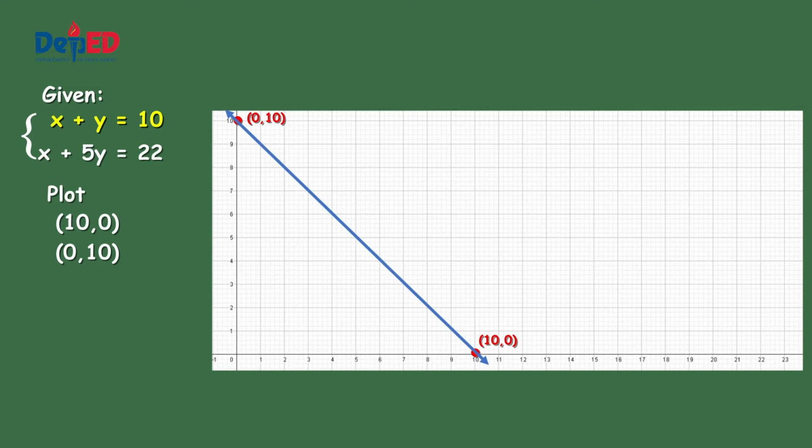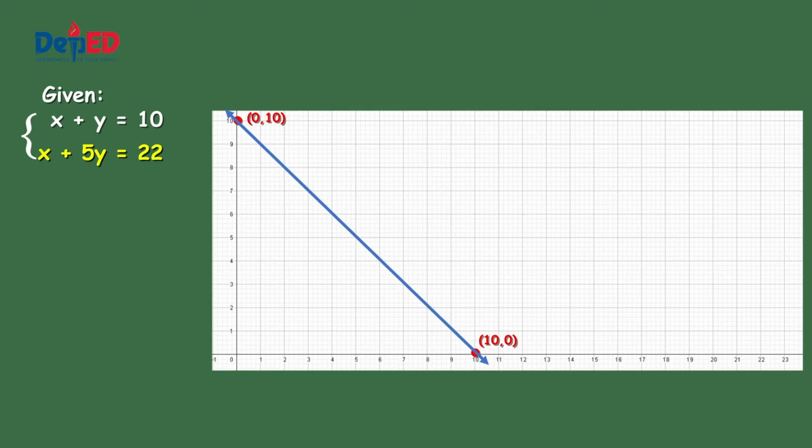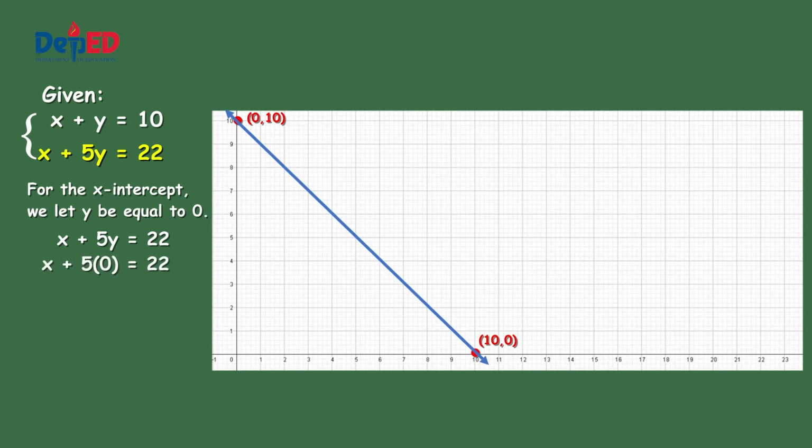We may now graph the other linear equation in the system using the same rectangular coordinate system or Cartesian plane. We have x + 5y = 22. Again, we may use the intercepts. For the x-intercept, we let y be equal to 0. The equation x + 5y = 22 becomes x + 5 times 0 = 22, which simplifies to x = 22. We now have one ordered pair, which is (22, 0).